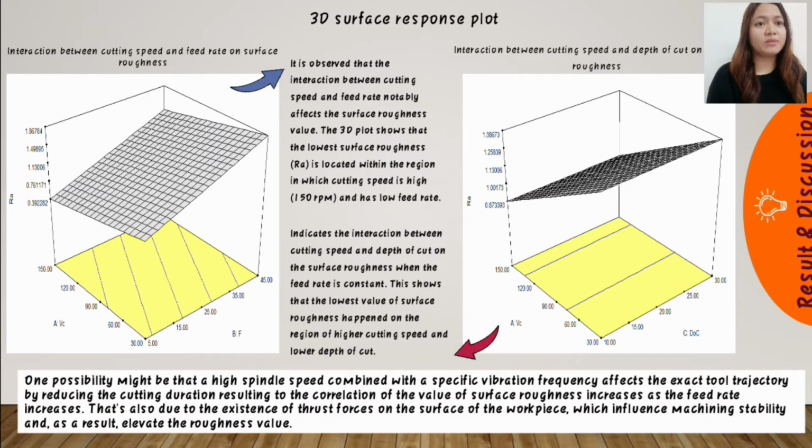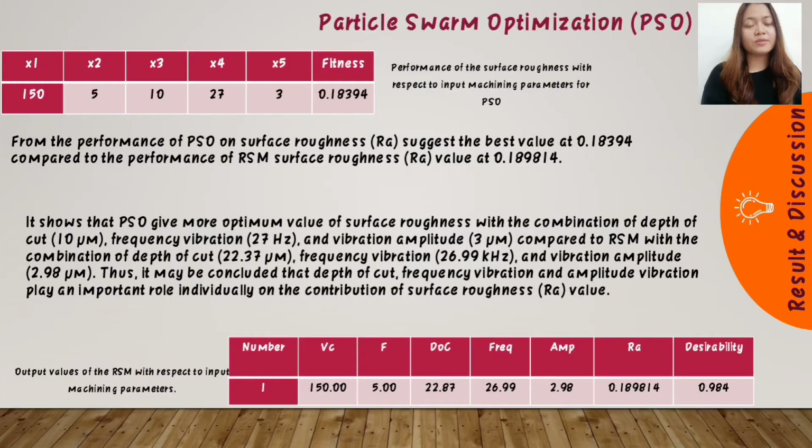3D surface response plot. The first graph is the interaction between cutting speed and feed rate on surface roughness. The 3D plot shows that the lowest surface roughness, Ra, is located within the region in which cutting speed is high and feed rate is low. The second graph indicates the interaction between cutting speed and depth of cut on the surface roughness when the feed rate is constant. This shows that the lowest value of the surface roughness happens in the region of the highest cutting speed and lower depth of cut.